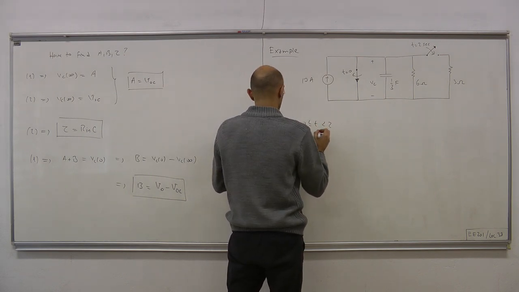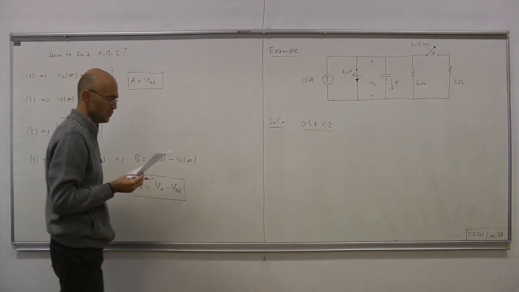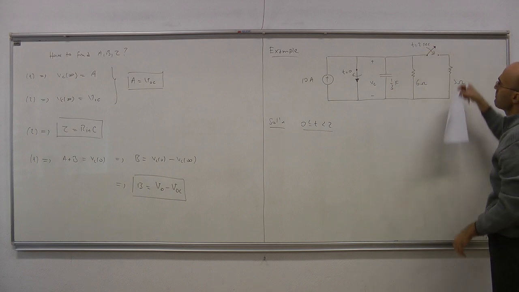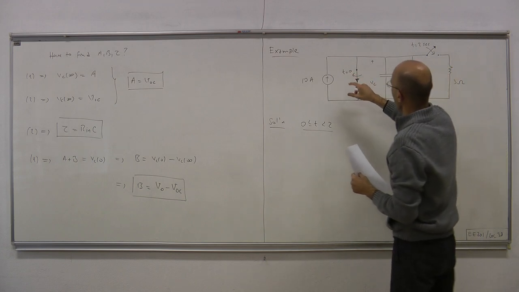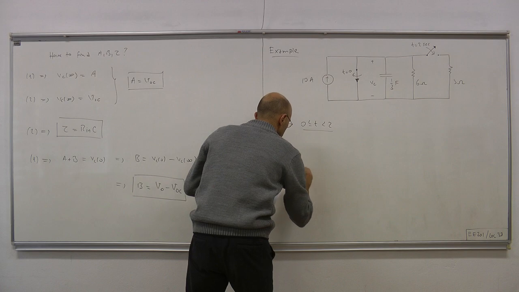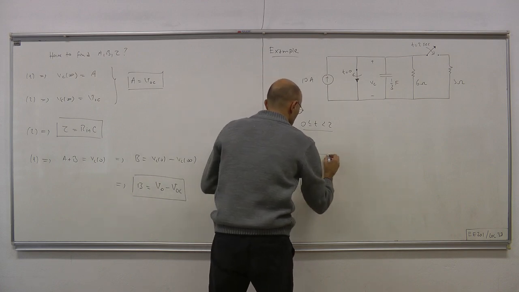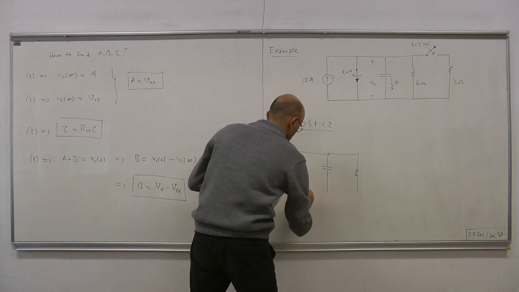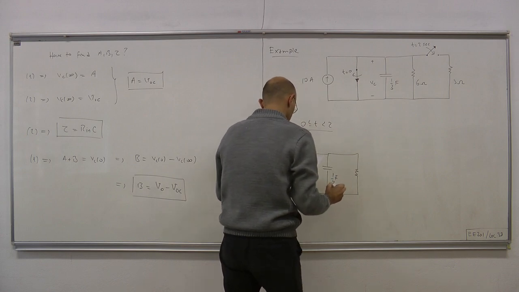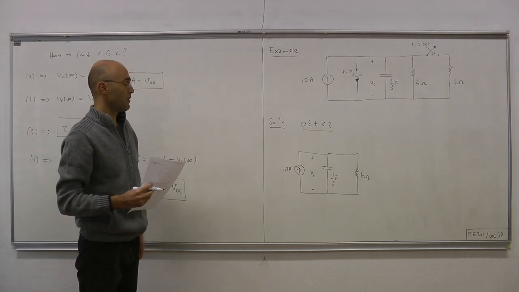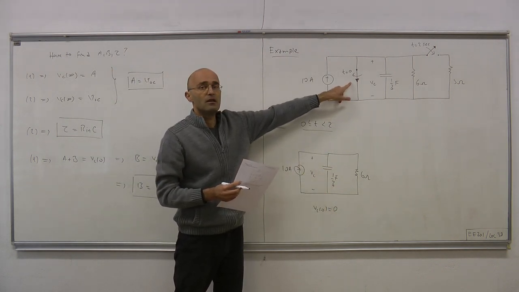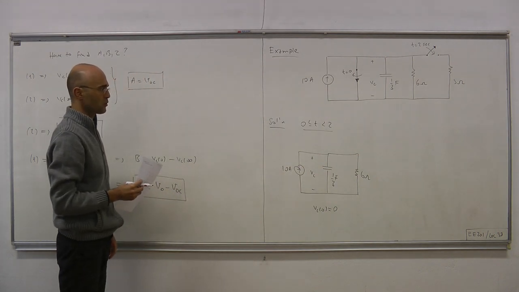First, we consider this interval, t between 0 and 2 seconds. For this interval, we can forget about this 3 ohm resistor because the switch is open. Therefore we have this current source, the capacitor, and the 6 ohm resistor in parallel connection. So we're going to consider this circuit. We're going to figure out Vc, where the capacitor is initially uncharged, and that information we gather from the switch.